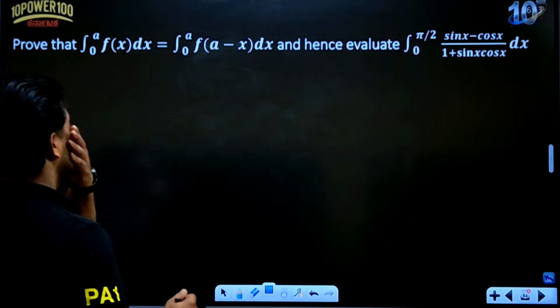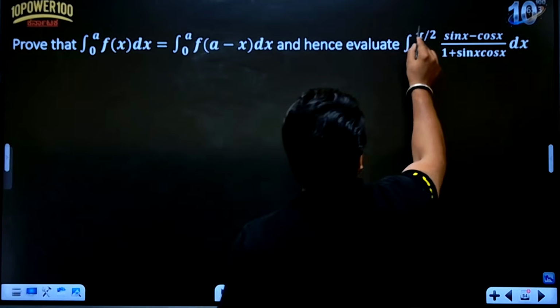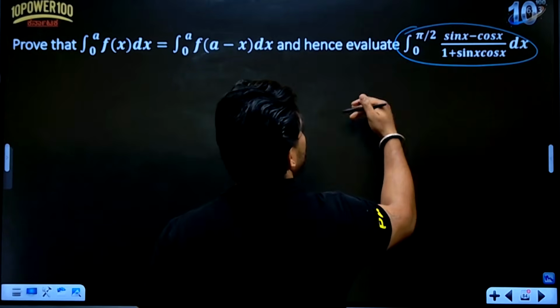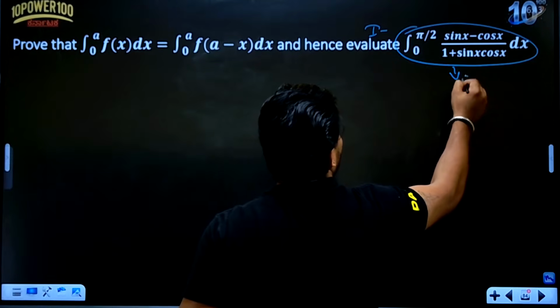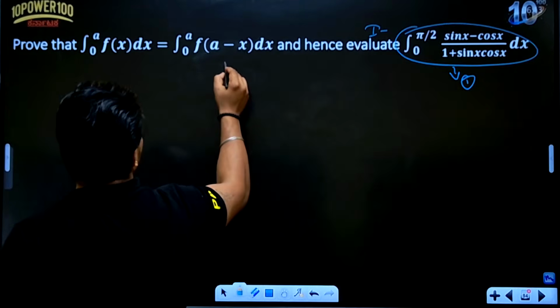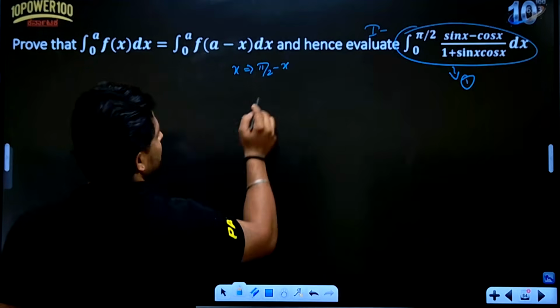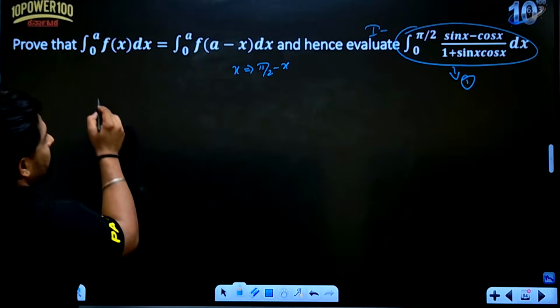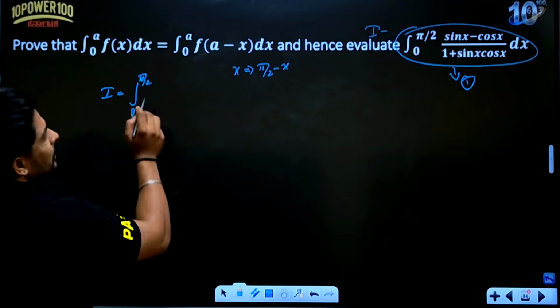Same, this is also another concept. Okay, so now we'll replace this as I. If I take this as I, this is equation number 1. I'm not going to write that. Now replace x by pi by 2 minus x. Correct? So I is equal to the integral from 0 to pi by 2.